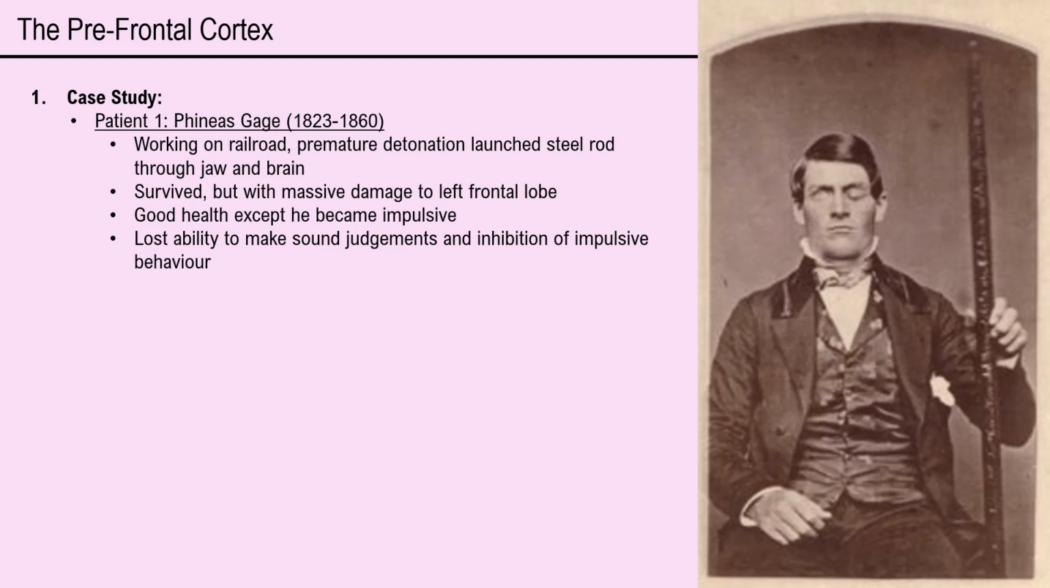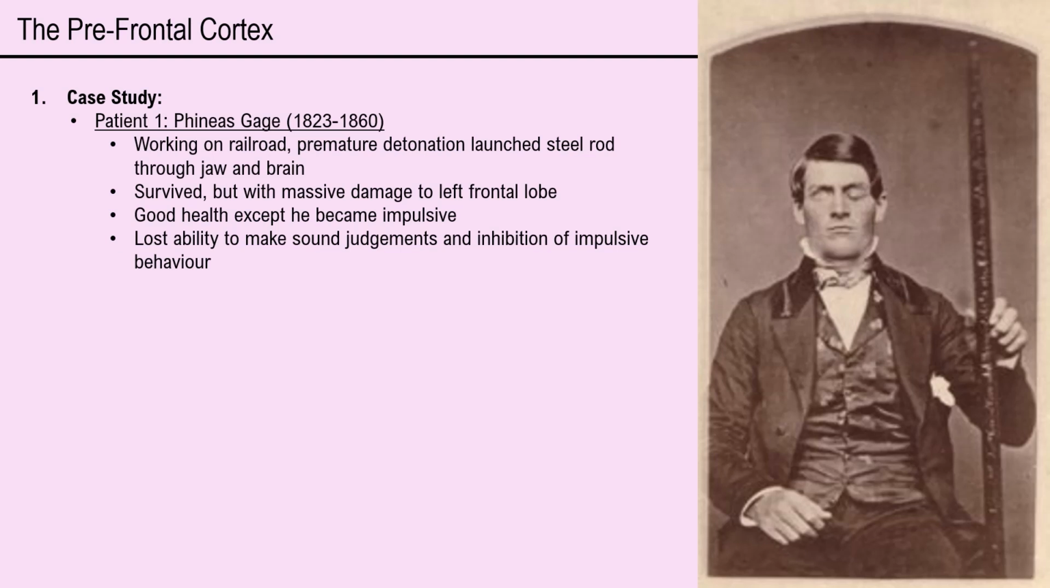The most profound impact of the accident was on Gage's personality and behaviour. Before the accident, Gage was described as a hard-working, responsible and well-liked individual. However, the damage to his frontal lobe resulted in significant changes. He became fitful, irreverent and prone to profanity, showing little respect for social norms and struggling to maintain his job. These changes were so pronounced that his friends and acquaintances remarked that he was no longer Gage.